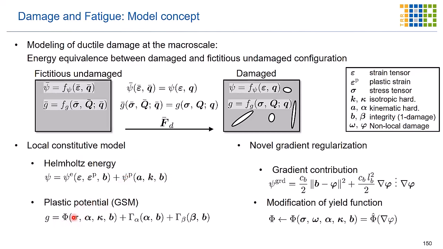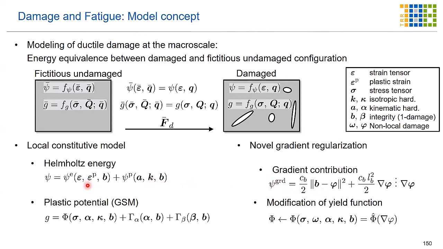And the plastic potential, sorry, a G here, contains the flow rule together with the interactions between alpha and B here, between the damage values. So a modification of this initial yield function. The most important contribution or addition here actually with respect to the damage is the gradient contribution.